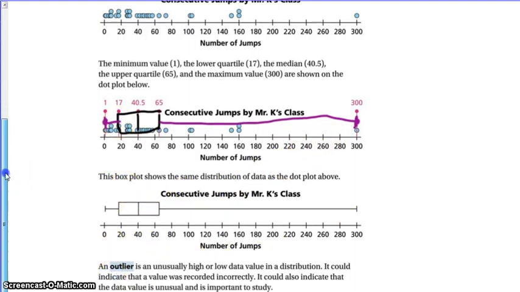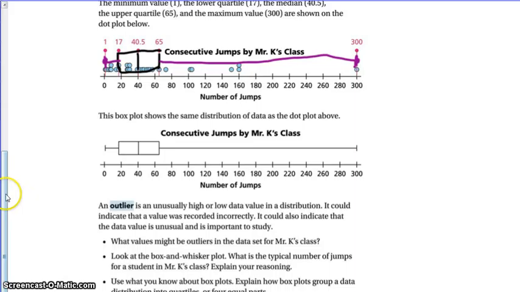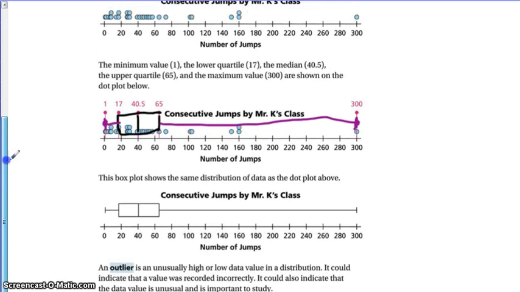Now, we're going to talk about an outlier real quick. An outlier is simply an unusually high or low data value in a distribution. Okay, and it could indicate that a value was recorded incorrectly, or it also could indicate something unusual about the study. So looking at Mr. K's class, this value at 300, this is an outlier. Okay, could be that we have somebody that's really great at jumping rope. It could also mean that maybe they counted incorrectly or they didn't know what to do.